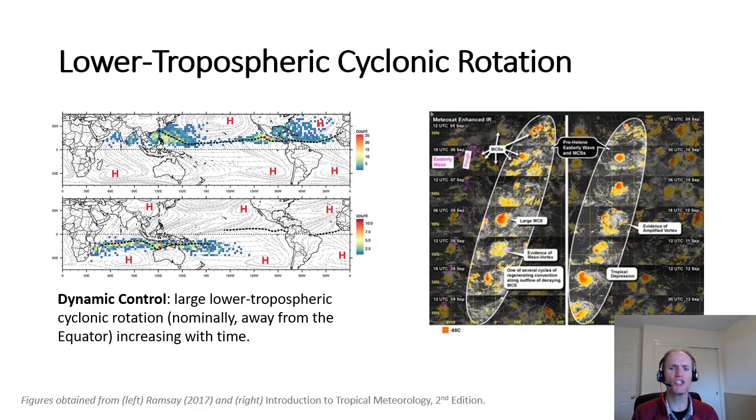The second condition is a dynamical control. We need some source of large lower tropospheric cyclonic rotation, or what we would call vorticity. And nominally, this should be away from the equator. Generally, it's at least 2 to 3 degrees latitude away from the equator, although that's not a hard and fast rule. And we want that rotation to increase with time.